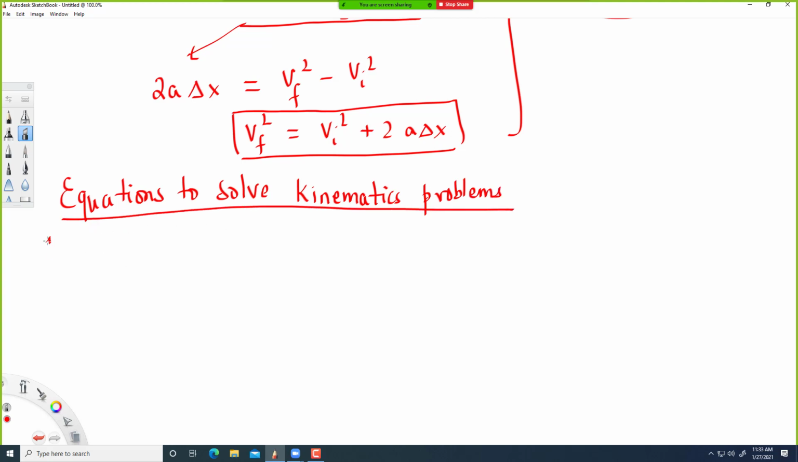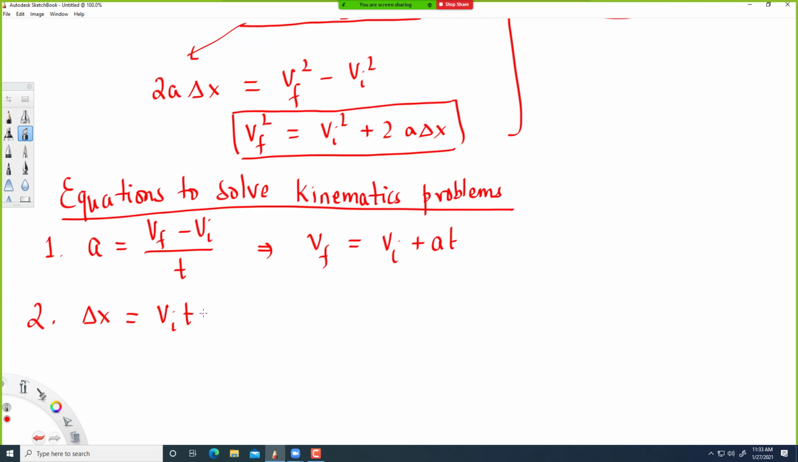The first one is the definition of acceleration: V final minus V initial over t. This could also be written as V final is equal to V initial plus AT, same equation, just rearranging the terms. The second equation is delta x is equal to V initial t plus 1/2 AT squared. And the third equation is V final squared is equal to V initial squared plus 2A delta x. So we only need these three equations to solve the one-dimensional problems.